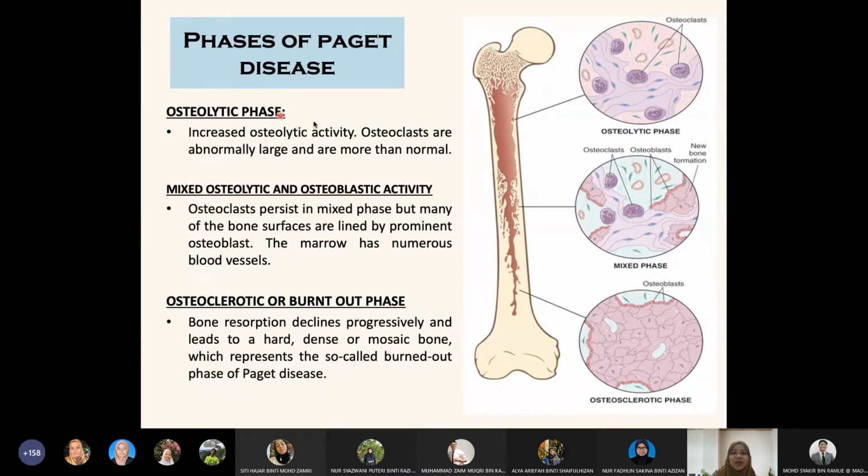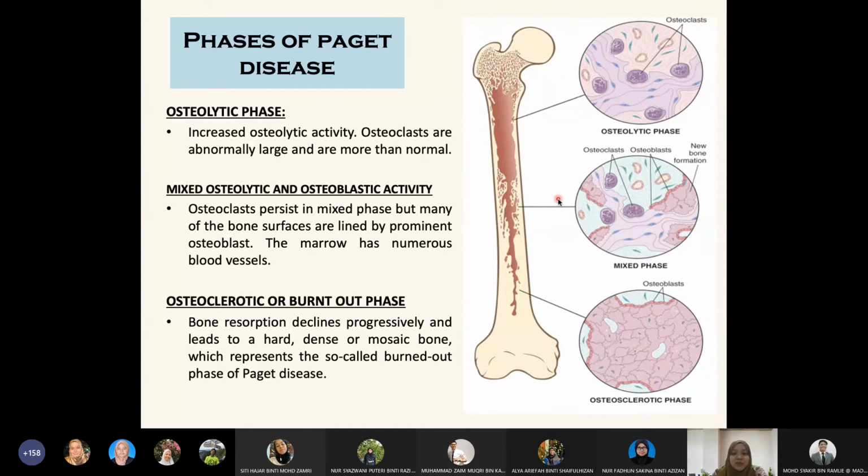So what happened in osteolytic? This is also from your Robbins. In the osteolytic phase, as the name itself suggests, there will be a lot of osteoclasts. Osteoclasts will be abnormally large and more numerous than normal. So in this stage, there will be increased osteolytic activity. Okay. This is the initial phase.